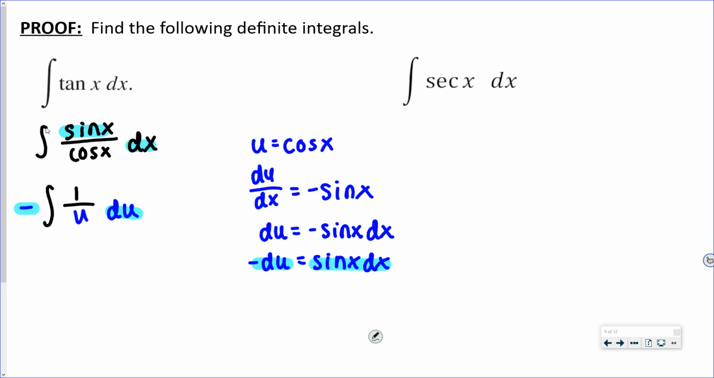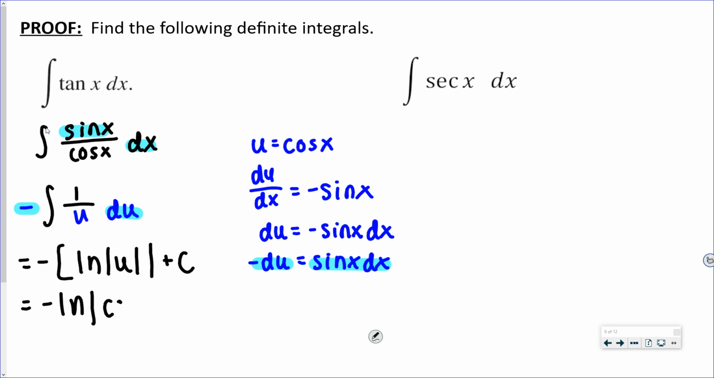So then it's an easy antiderivative. 1 over u, natural log of the absolute value of u, plus c. Back substitute back in, u was cosine of x. Okay, so there's a little proof of the antiderivative of tangent.